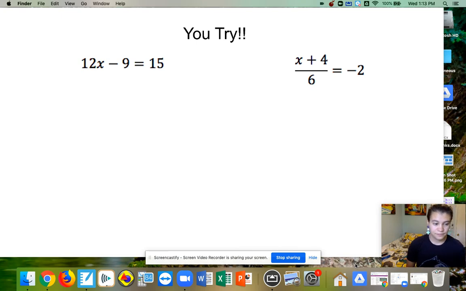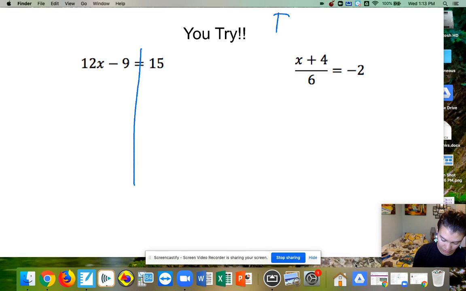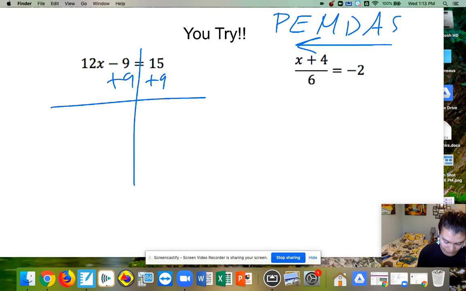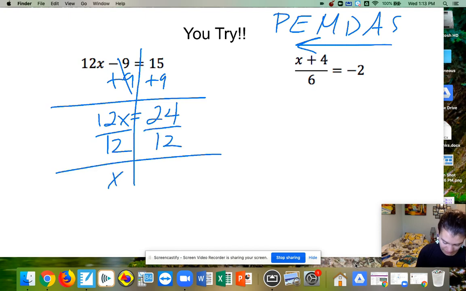Okay. So remember, we're doing PEMDAS backwards. So we want to get rid of the addition and subtraction first. So I'm going to add 9 to both sides to get that alone. Those will cancel with 12x. And if you do 15 plus 9, you're going to get 24. Now our next step is to undo that multiplication. So divide both sides by 12, and then x will then equal 2.